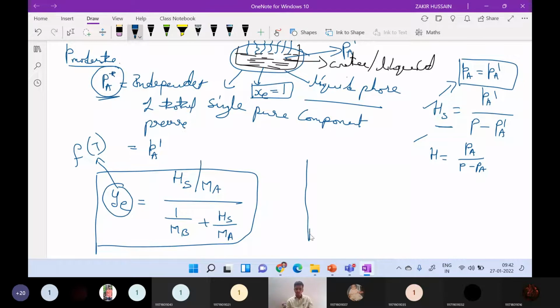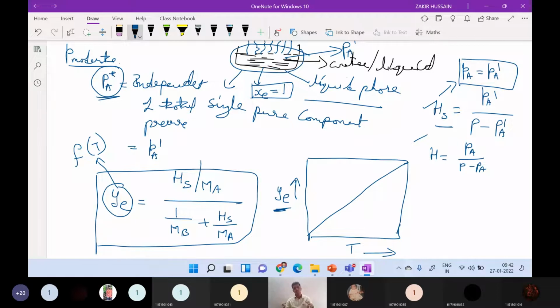That's why usually these values will be reported in a plot whose x-axis, or the abscissa, will be the temperature, and the ordinate, which is the y-axis, will be the equilibrium composition of water vapor. Then you will get a relationship like this, because this YE, the equilibrium composition, is a function of temperature. Then the equilibrium mole fraction will be related to the saturation humidity using this equation.